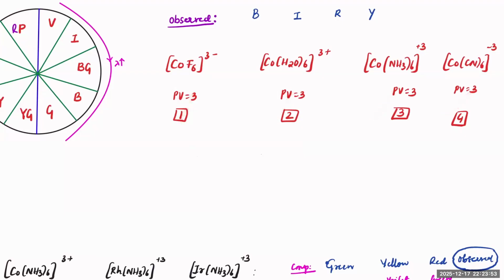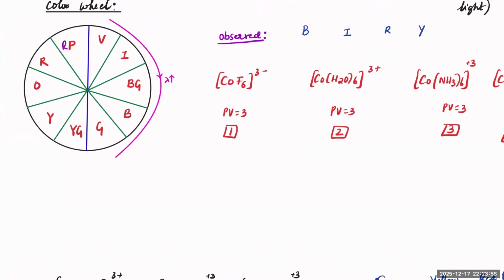Which one is blue? Which one is indigo? Which one is red? And which one is yellow? That's what you need to decide. So you watch the color wheel and try to put the complementary colors accordingly. Check out, we have B, I, R, Y, right? So what should be the lambda absorbed? If it is blue color visible, it should be red. If it is indigo visible, it should be yellow. If it is red visible, it should be blue. And if it is yellow, it should be indigo.